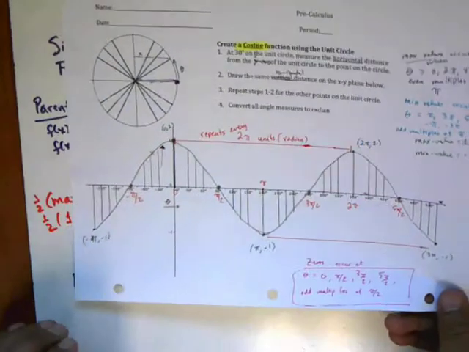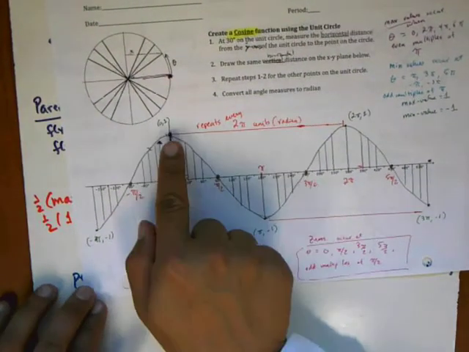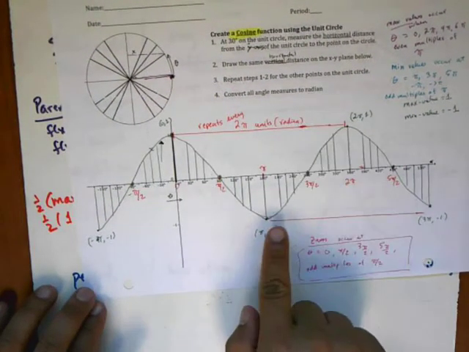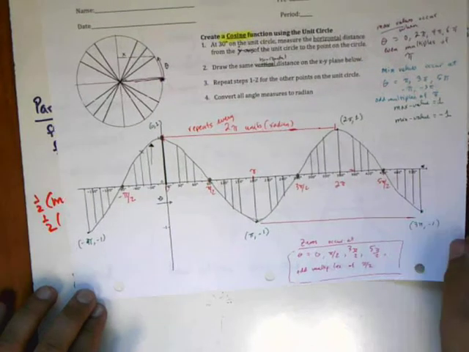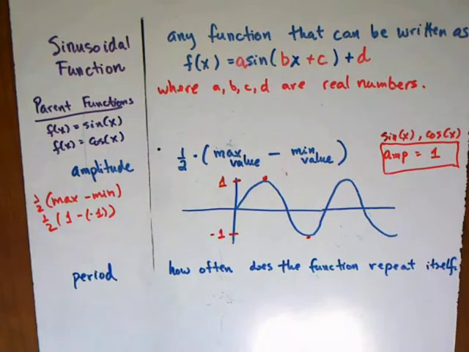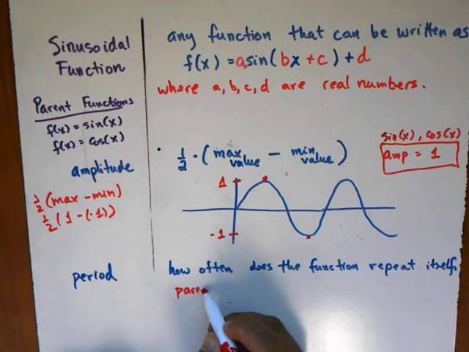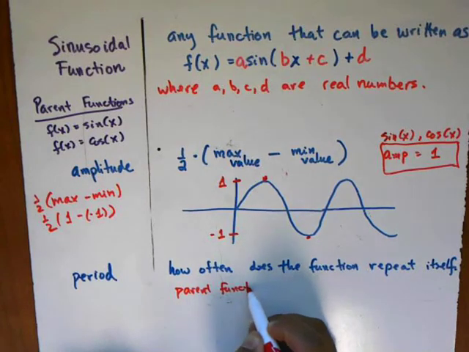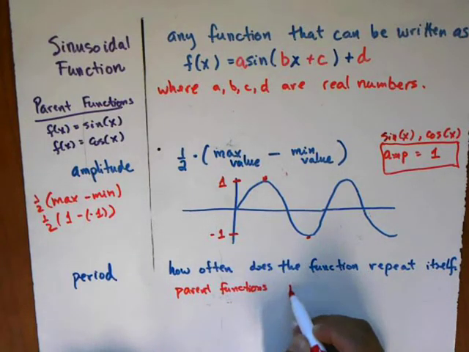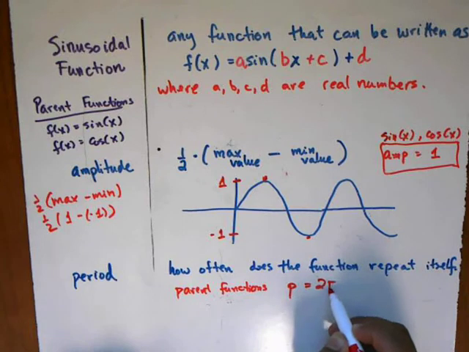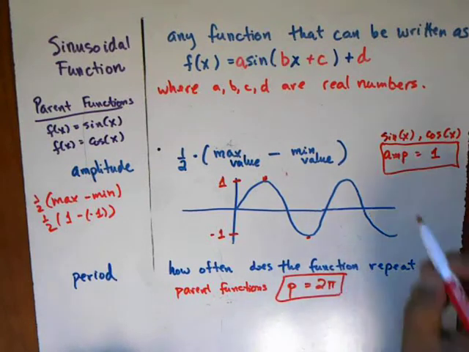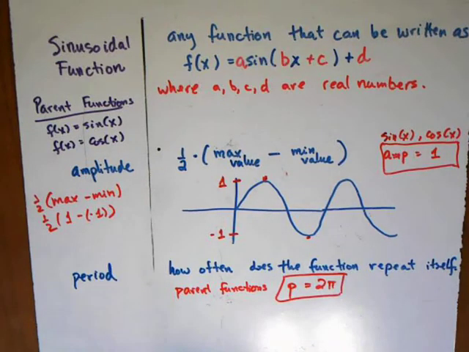And for cosine, well, pretty much the same rule. 2 pi. Down here it repeats itself every 2 pi. So for both sine and cosine, for the parent functions, p, or the period, equals 2 pi. And keeping these things in mind is very important as we move on to some transformations. So that's the period.